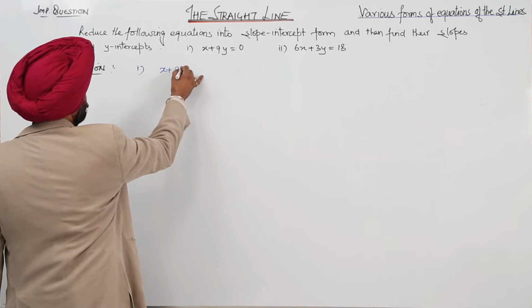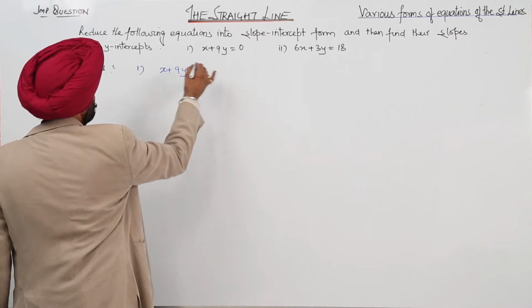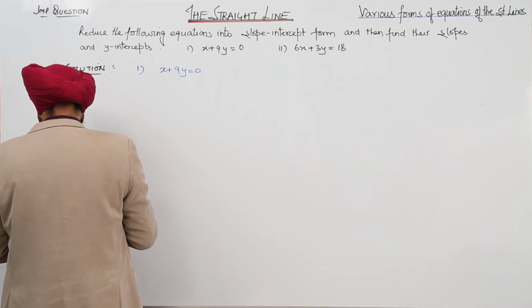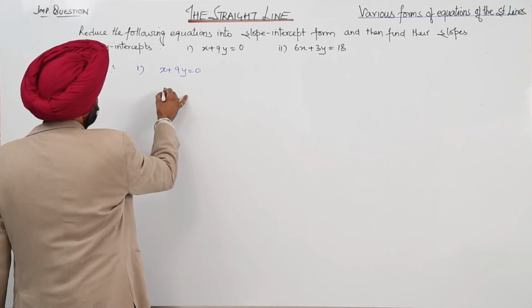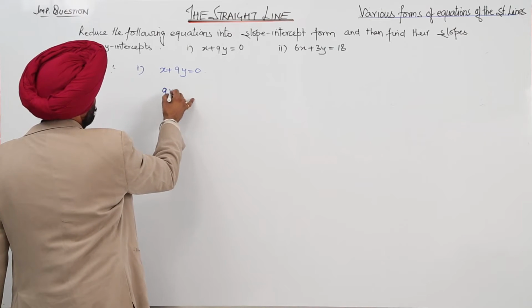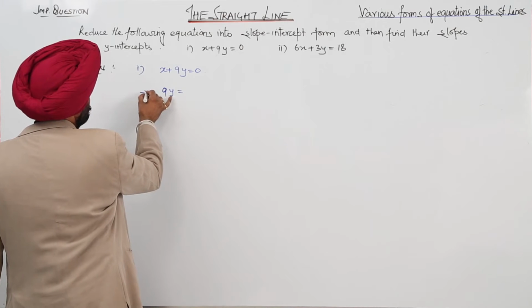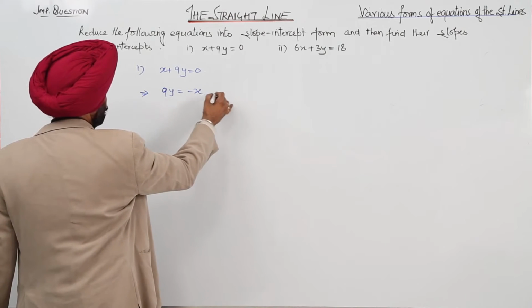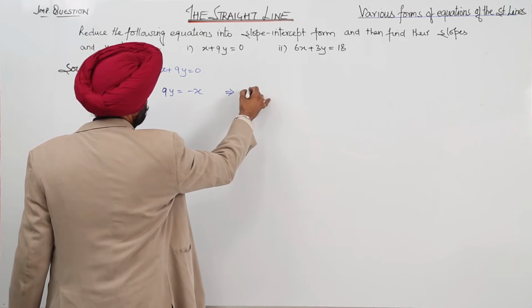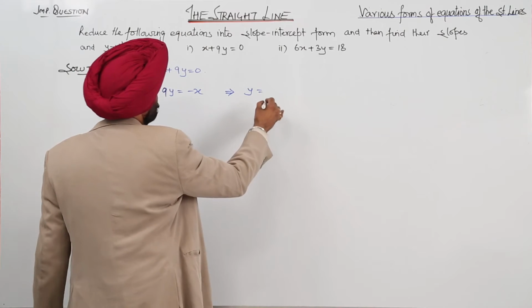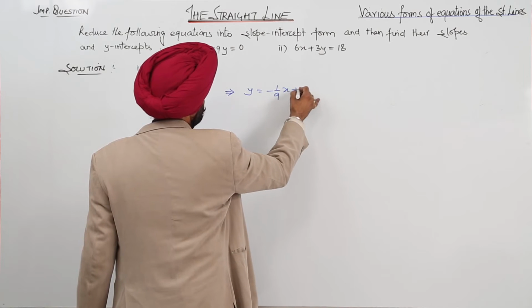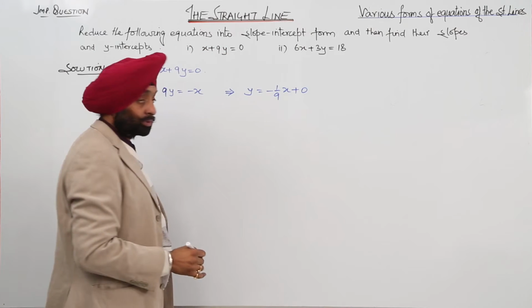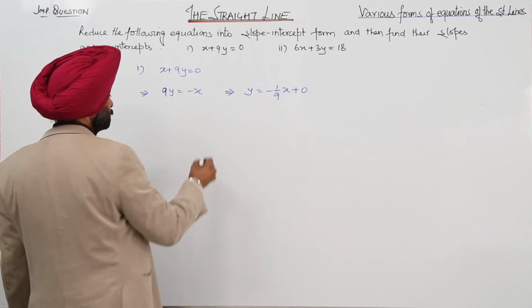Number 1: x plus 9y is equal to 0. 9y is equal to negative of x, so y is equal to negative of 1 by 9 x plus 0.